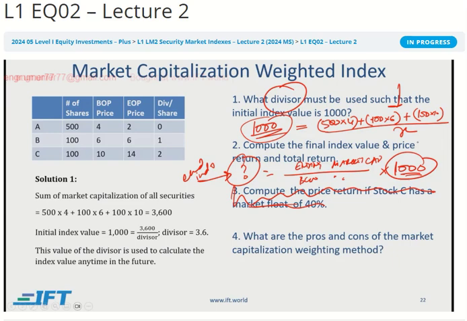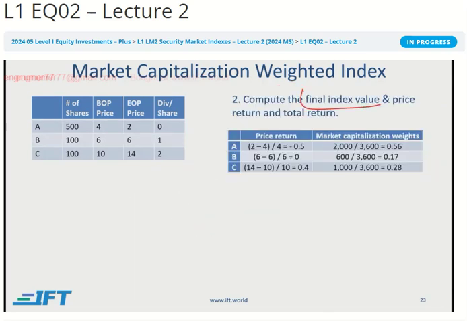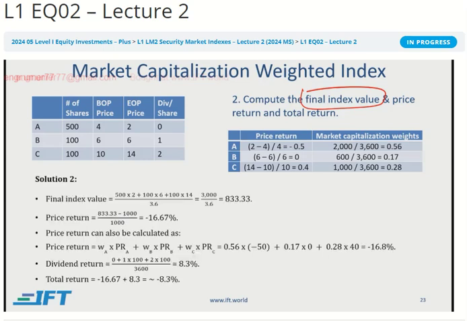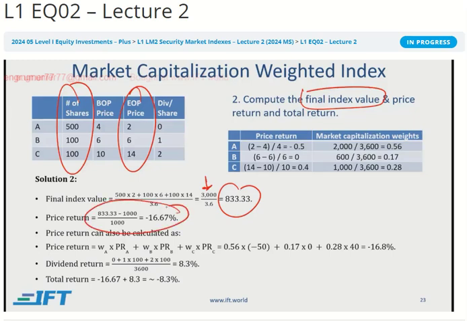Right, so hopefully you are able to first calculate the divisor. So you start with the beginning market cap and that comes to 3600, assuming the index is starting with 1000. So you calculate the divisor. That's the starting point. Now, next you have to calculate the ending index value. How do you do that? Well, you have to calculate the ending market cap, which is these prices multiplied by these shares. Divisor stays the same, right? And you get 833. And you can calculate the price return based on that.